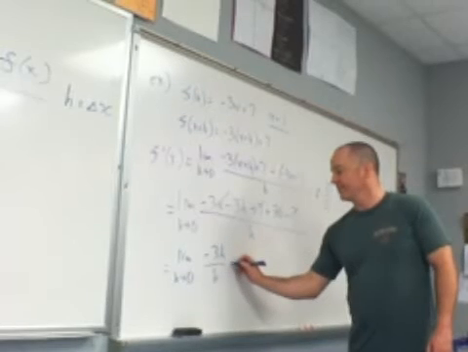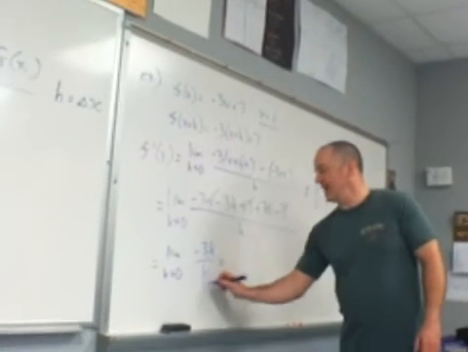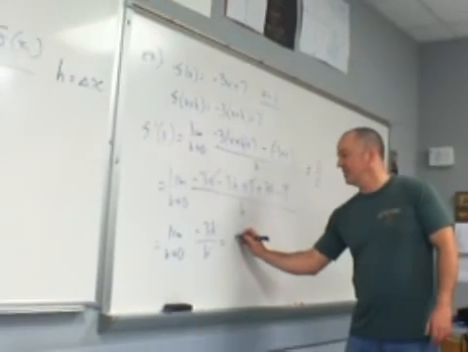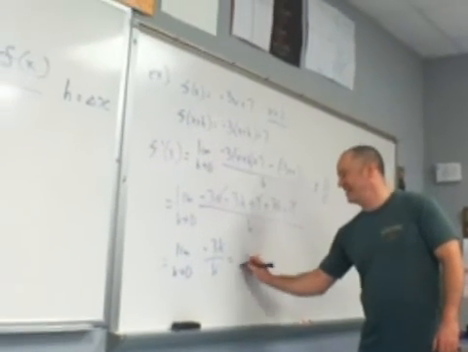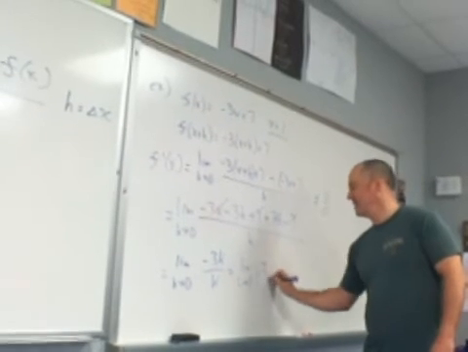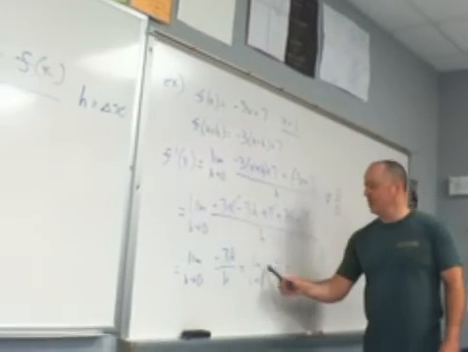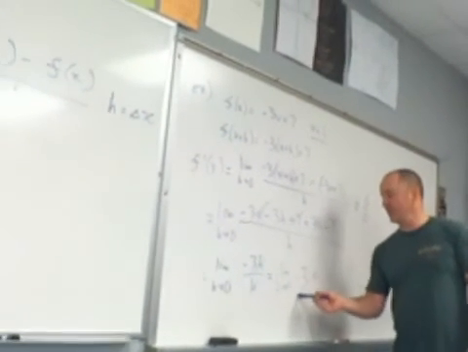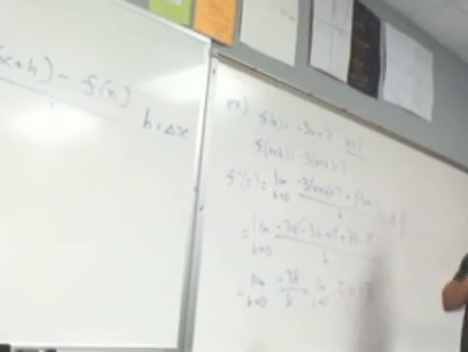That's still 0 over 0. Well, yep, but now I can cancel out the h's. Limit as h approaches 0 of negative 3. And what did I say the limit was if there's just a number here and the variable goes down? Boom. The number.